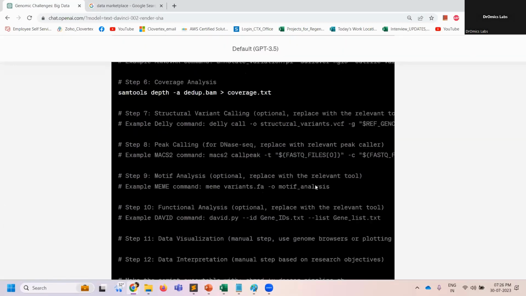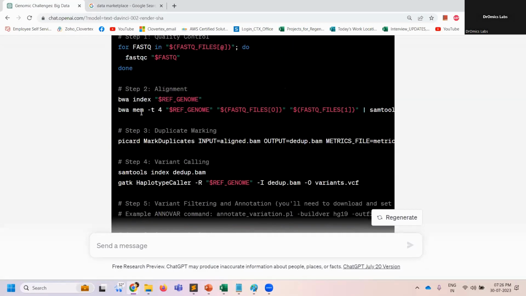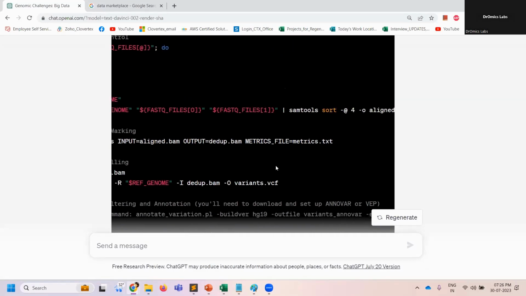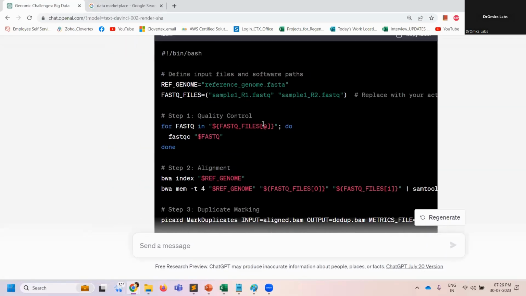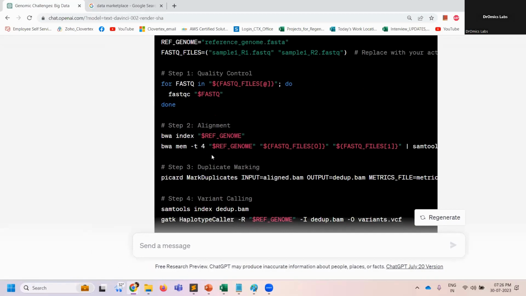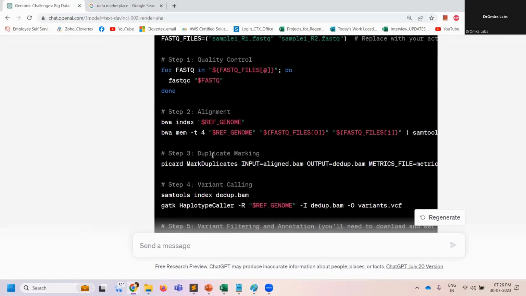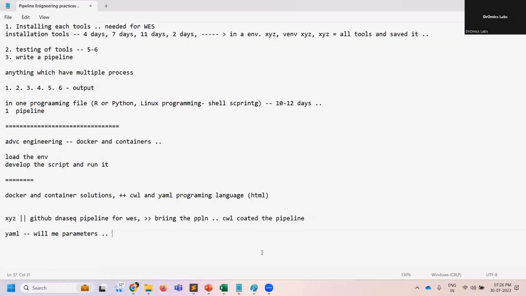Now, if you see, for some of the steps, it has given parameters, right? Hyphen T4, see, 4 here. For some of the steps, it has given some parameter, right? So what I mean to say is, these are parameters. You need not put them in the pipeline.